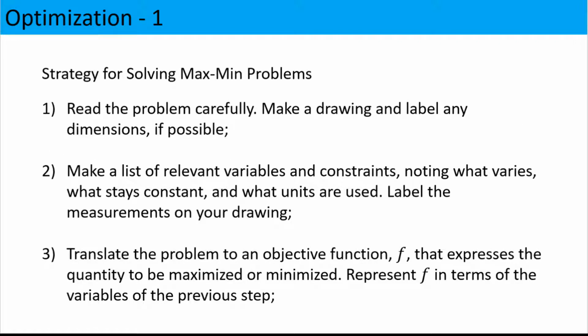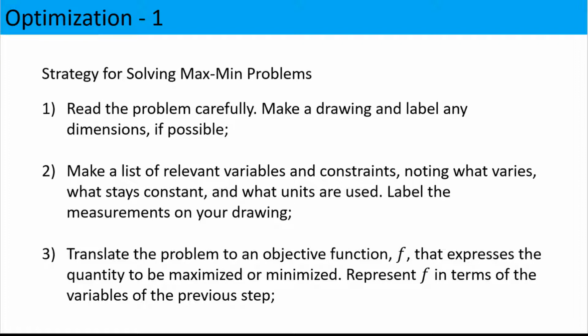A strategy for solving max-min problems is as follows. 1. Read the problem carefully. Make a drawing if possible and label any dimensions. 2. Make a list of relevant variables and constraints, noting what varies, what stays constant, and what units are used. Label the measurements on your drawing if you have one.